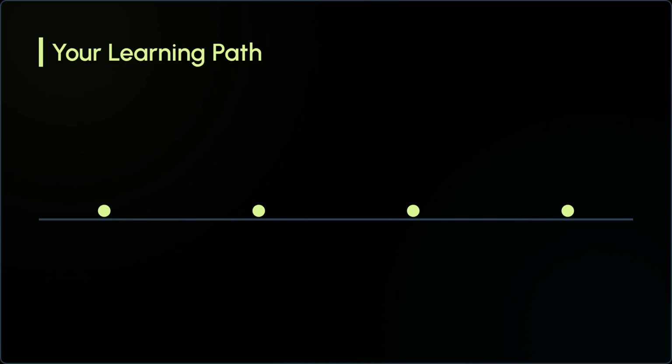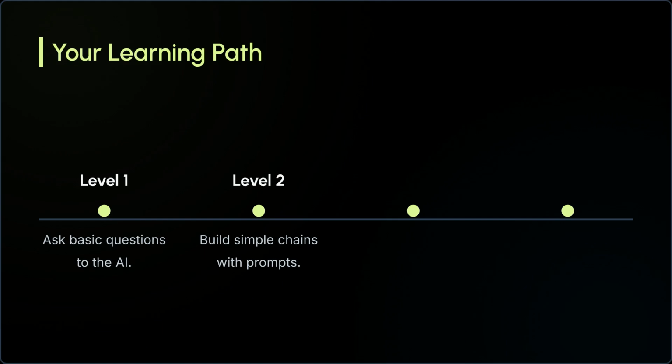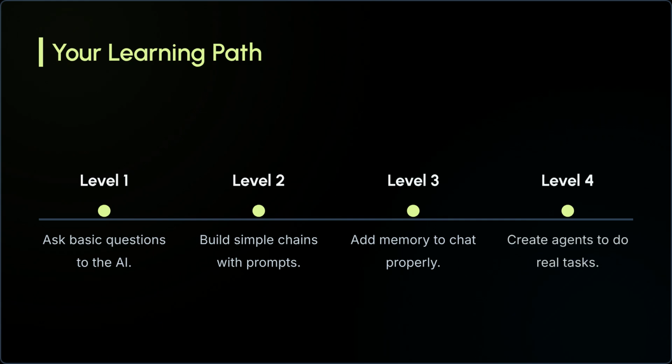Your learning path begins at level 1 by asking basic AI questions. Move to level 2 by building simple chains with prompts. At level 3, add memory for proper chat. Finally, reach level 4 to create agents for real tasks.